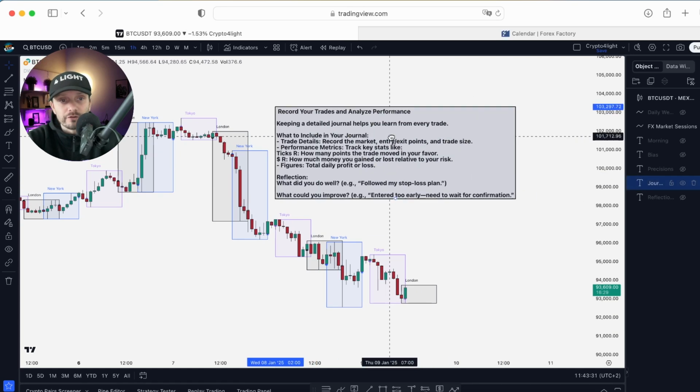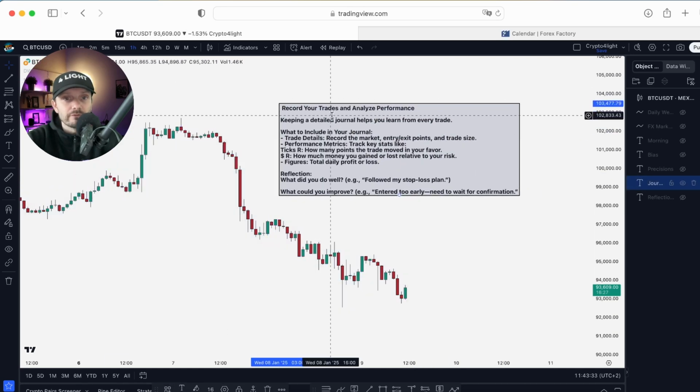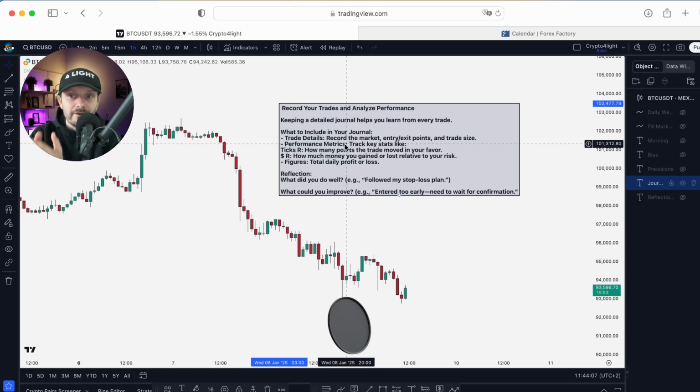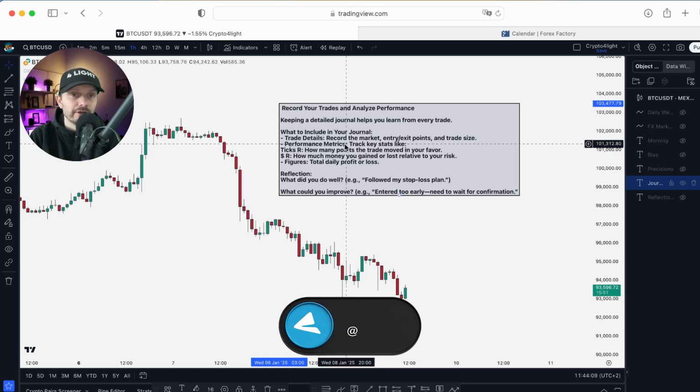Next one is journaling. Yes, record your trades and analyze the performance. Without your personal stats, it's really hard to build discipline. It's really hard to build a long-term vision of your journey, right? Keeping a detailed journal helps you learn from every trade. Yes, it's a fact. How to work with a trading journal, I already posted a video, so I recommend you go and check it there. Under the video, you can find the template for that journal.